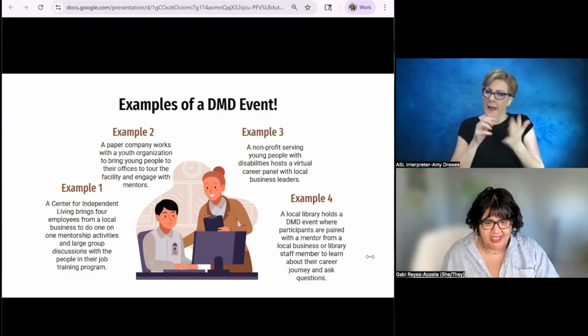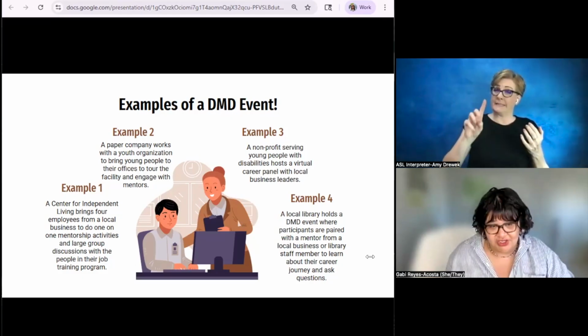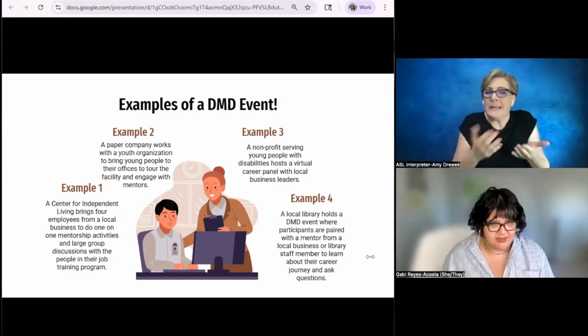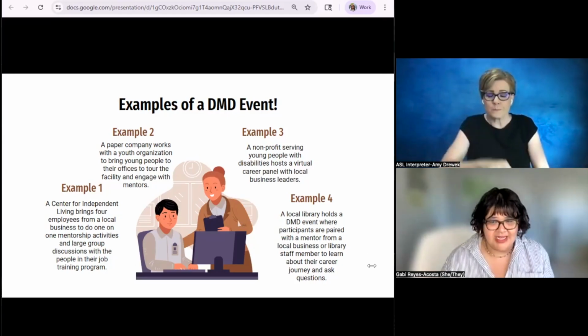So I think all of these examples are really great ways to see what a DMD event can look like. They may not directly transfer to your situation or your organization, but feel free to take any elements from these examples and work them for you. I'm going to move on to our next slide.